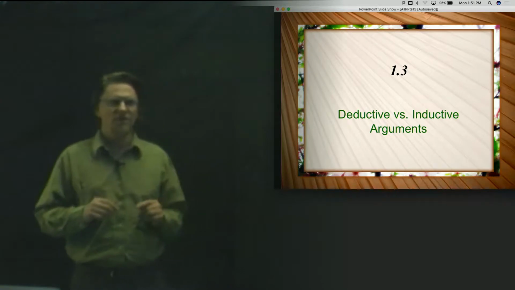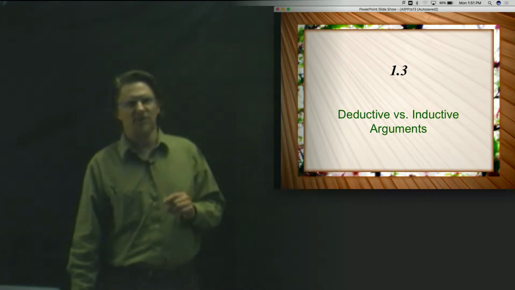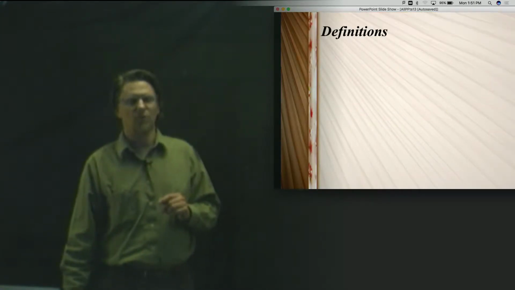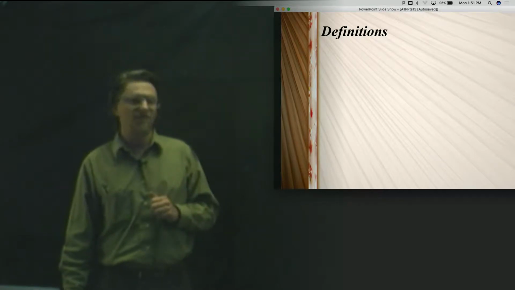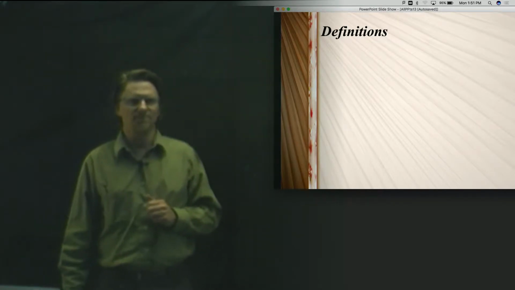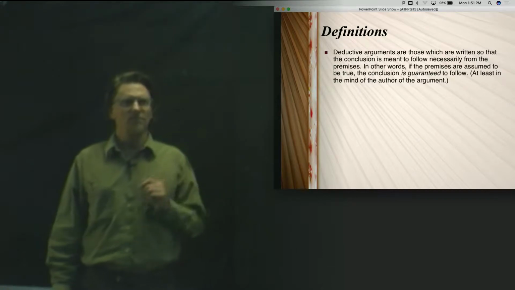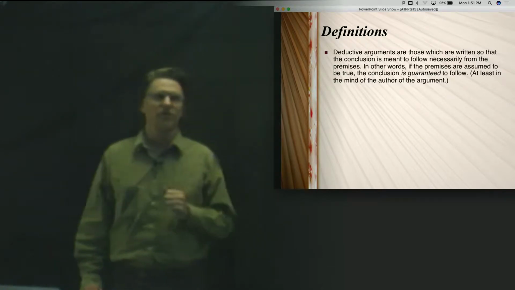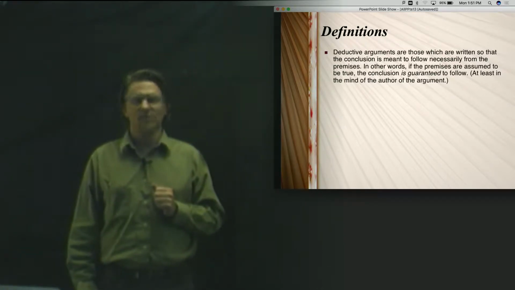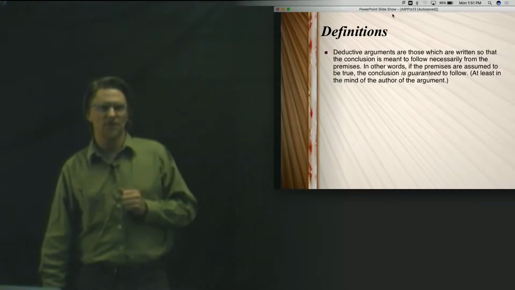So we need to understand the distinction between deductive and inductive arguments, and that's what we'll be learning about here in 1.3. So we'll have a fair bit of definitions here to consider. So that might be a little small, but I'll read it to you here. It says that deductive arguments, and maybe I'll make that a little bigger just so you can see that more easily.